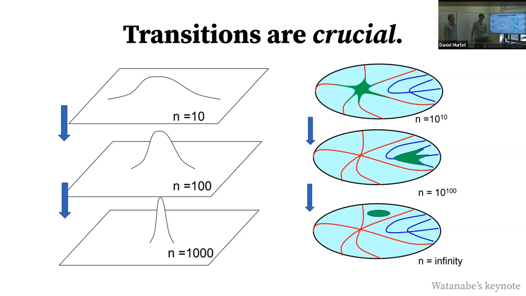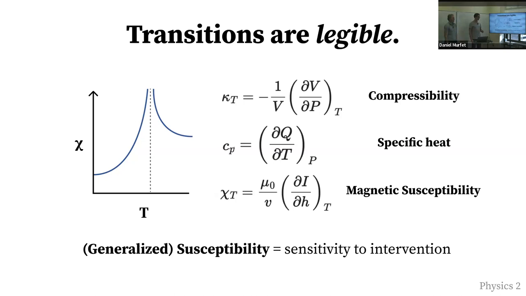And moreover, transitions are legible. We looked at generalized susceptibilities and saw that the existence of a phase transition implies also the existence of these susceptibilities, quantities that leave measurable traces that shoot off into infinity. These are places where the microscopic interacts with the macroscopic.